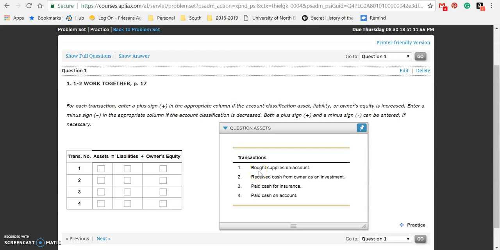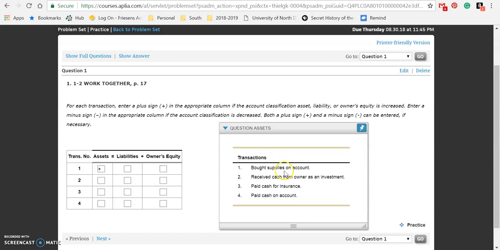It says that we bought supplies on account. So our first one that we come across is supplies. If we remember, supplies is something that we own, so that would be an asset. And since we bought supplies, we're getting them, which means supplies is going up. So over here in the assets section, we're going to put a plus sign.